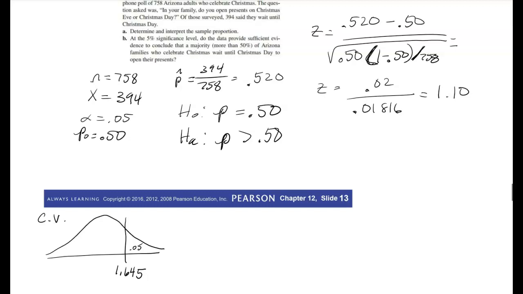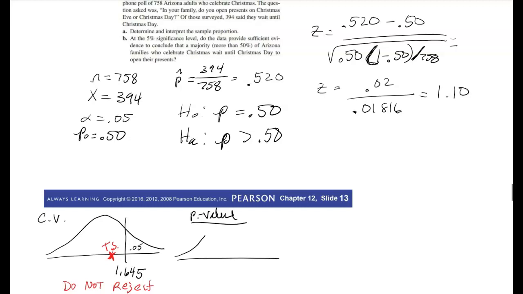Okay. This test statistic of 1.10 clearly falls to this side of 1.645. This is your test stat. So in this case, this would be a do not reject. Let's also look at that p-value approach.